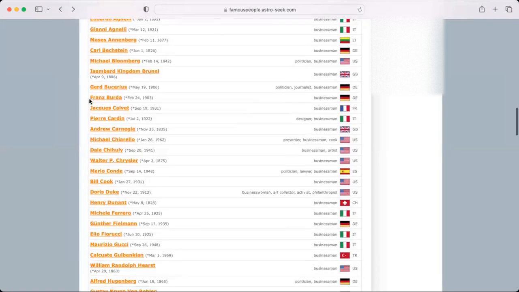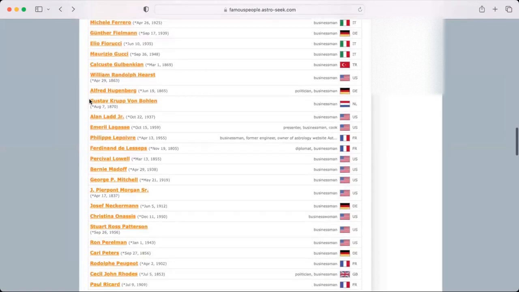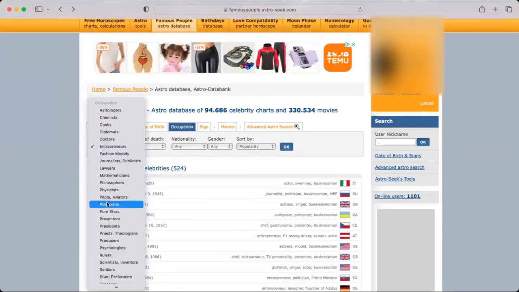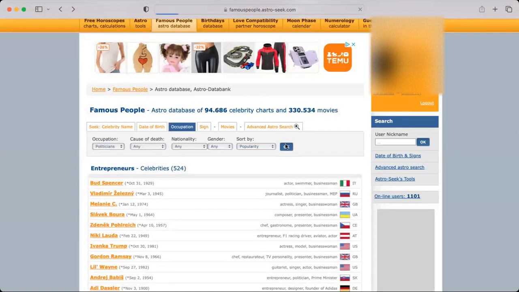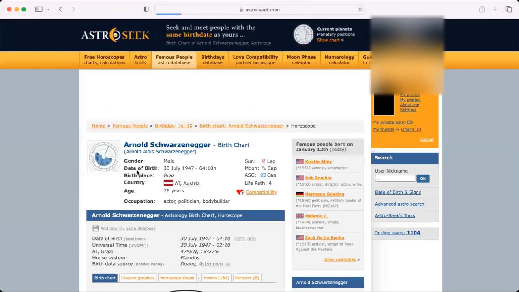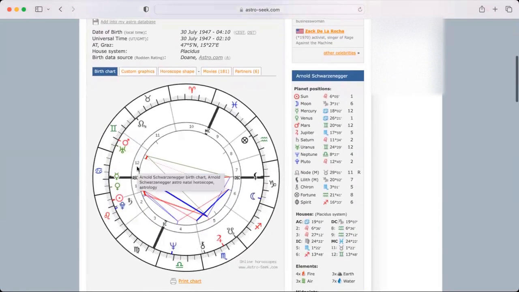Okay, let's see if there's anybody else we want to go to. Let's look at some more charts. Let's go back up. Let's go to some politicians. Arnold Schwarzenegger. Okay, he's a Leo sun. I did not know that. I've never seen this chart before.